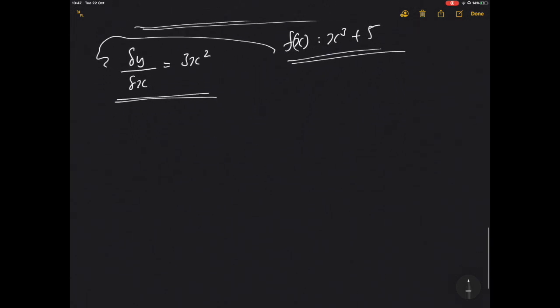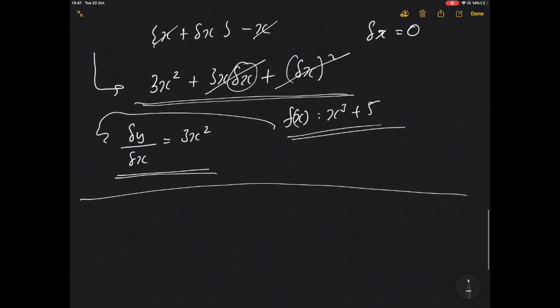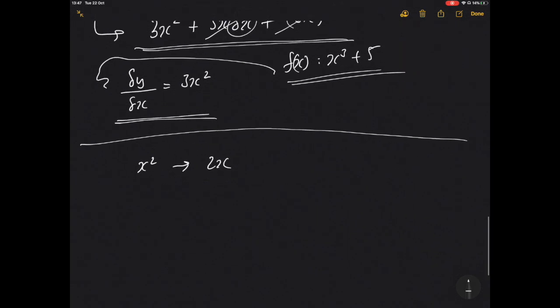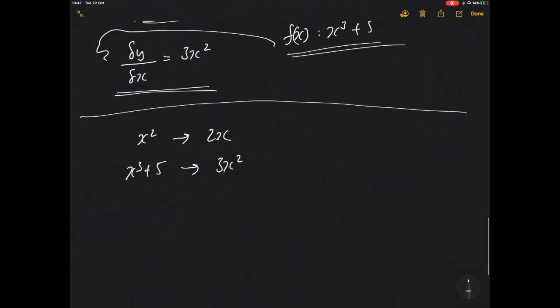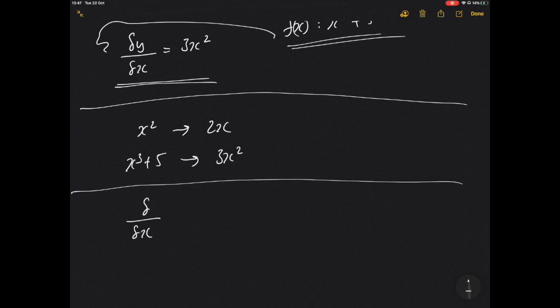Okay, so maybe we've spotted something here. The same relationship goes on. So previously we had x squared, and that goes to 2x. And now we've had x cubed plus 5, and that's gone to 3x squared. So do we have this relationship? Well, yes, we do. We actually have an equation, and the equation states that d by dx of ax to the n equals anx to the n minus 1. So that's what we're doing.